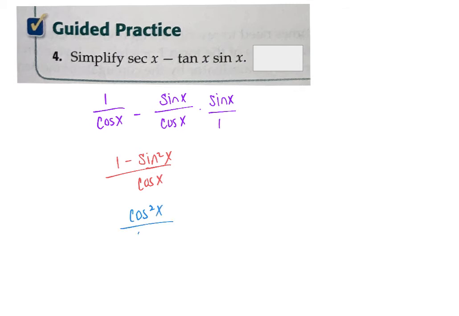And how do I simplify this one? I can simplify one of my cosines out. So one up here, right? And one down here. And that gives me just cosine of x, which is as simple as you can get for this one.